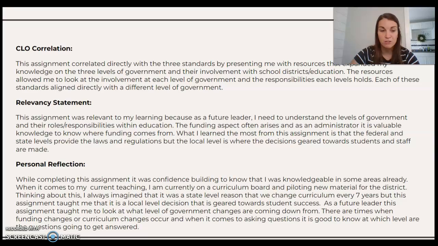And as a future leader, this assignment taught me to look at what level of government changes are coming down from. There are times when funding changes or curriculum changes occur, and when it comes to asking questions, it's good to know at which level these questions are going to get answered, because sometimes it is above the local level. There's not much we can do. It's happening above us. So overall, this assignment taught me a lot, and it really opened my eyes to the impact at which each level has on our education system.